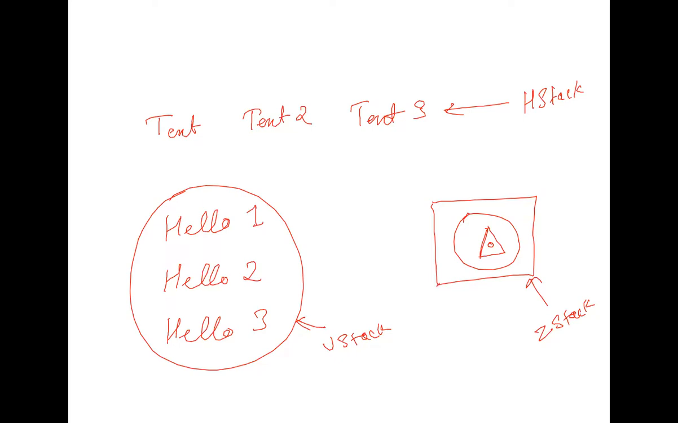For now, what you can understand is, same like x-axis, y-axis, and z-axis. HStack means you can think like the horizontal axis, and VStack means you can think like the y-axis. ZStack means z-axis. So we can continue.